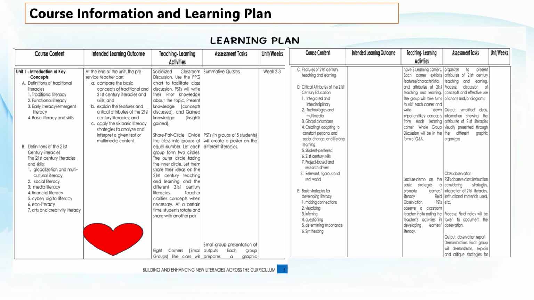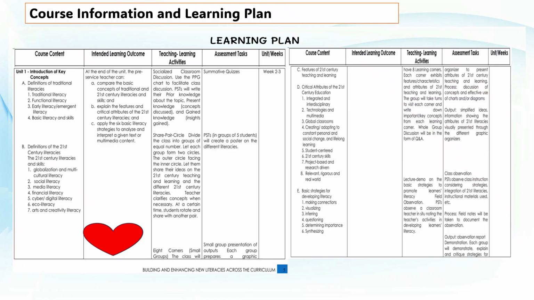Activity. We will engage in a socialized classroom discussion using the PPG chart. Each of you will write your prior knowledge, the concepts discussed, and the insights gained. Output. Group posters on the different literacies. Assessment and evaluation. Your posters will be evaluated based on clarity of concepts, creativity, and accuracy of definitions.